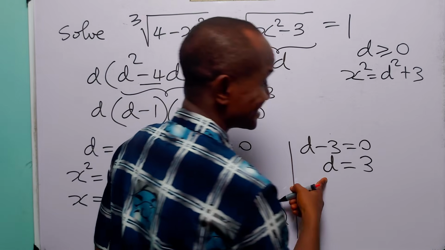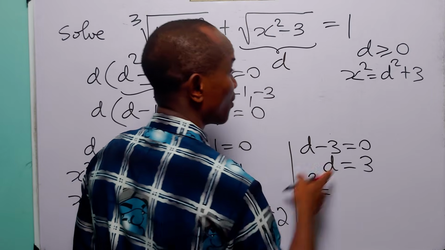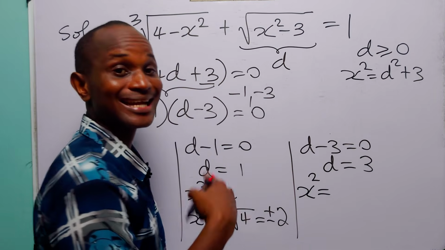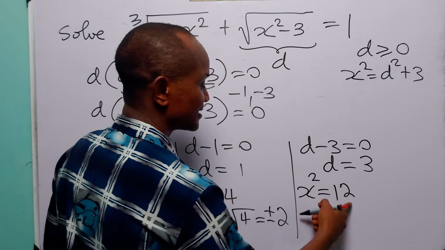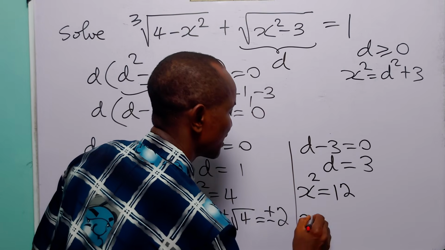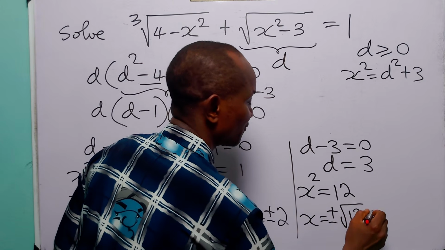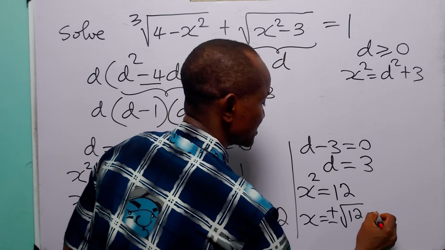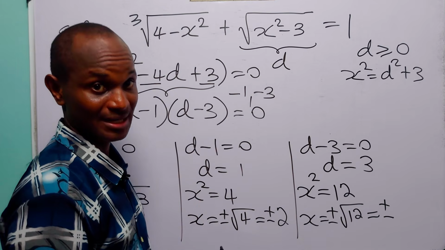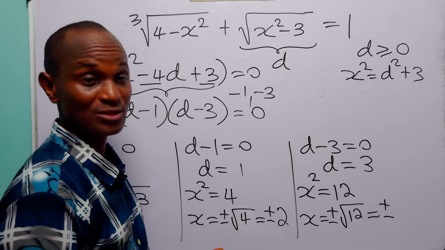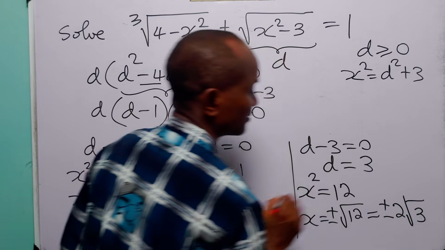And finally, when d is equal to 3, we have that x squared is equal to 3 squared plus 3. That is 9 plus 3, which is equal to 12. Taking square root of both sides of this equation, we have that x is equal to plus or minus the square root of 12. Now, 12 is 4 times 3. The square root of 4 is 2. So this is plus or minus 2 root 3.